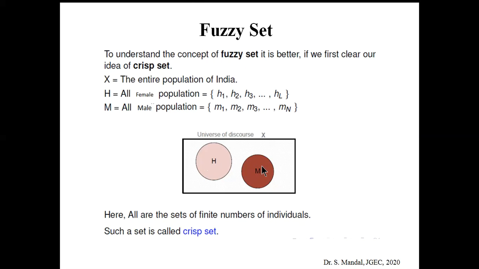So this kind of set is known as a crisp set. So any person, like H1, either belongs to the H set or belongs to the M set. As the two sets do not overlap with each other, one element cannot occupy two sets. Okay, so such types of sets are called crisp sets, where all sets consist of a finite number of individuals which are independent of each other.